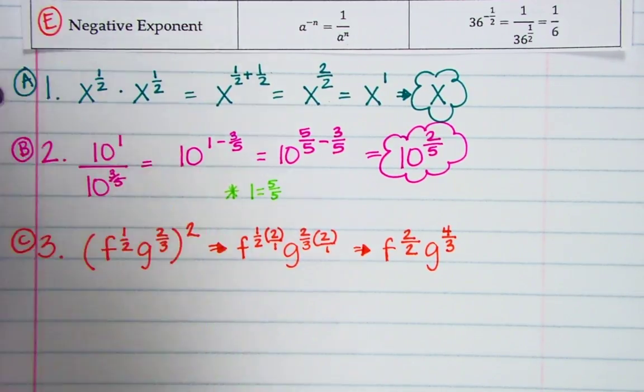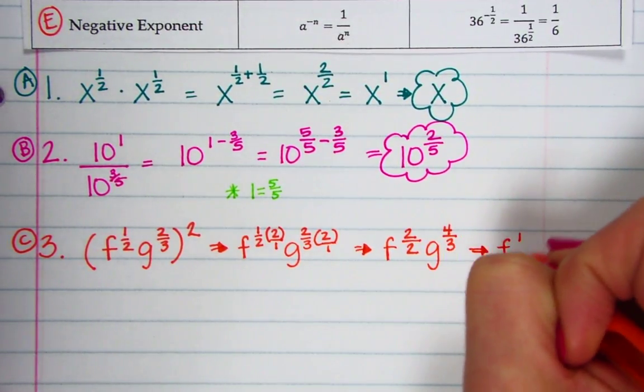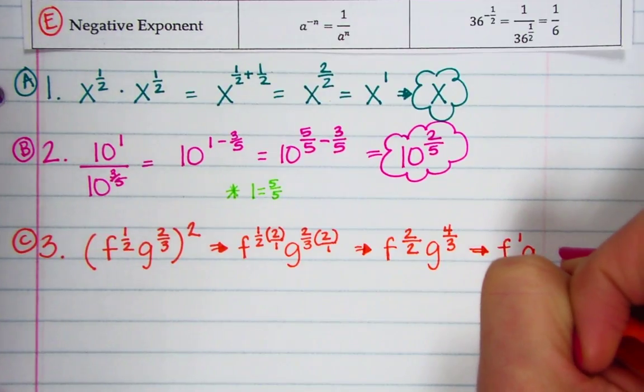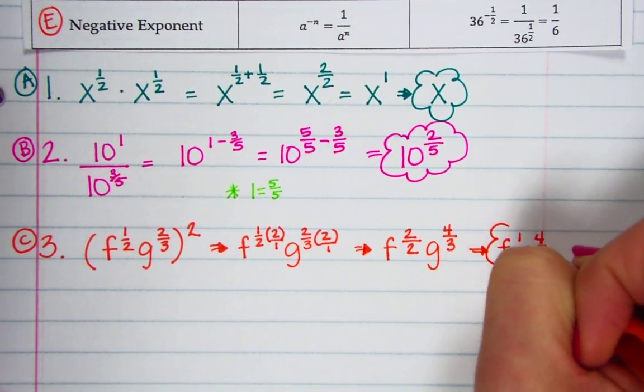Make it a 1. 2 over 2. Make it a 1. Yes. Okay. So we can have f to the 1 or not even put it, but I'll just leave it there so you know what happened. And g to the 4/3. And that would be our simplified answer.